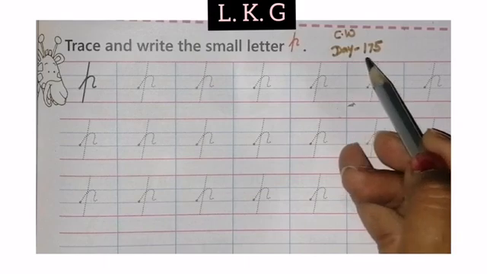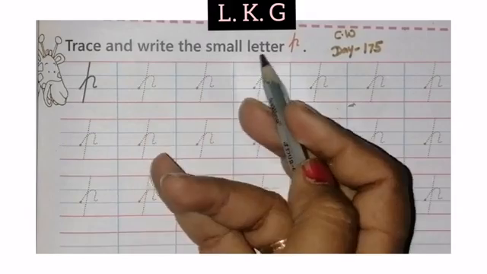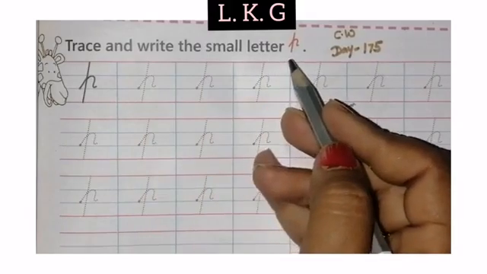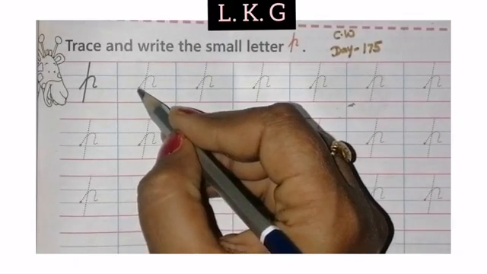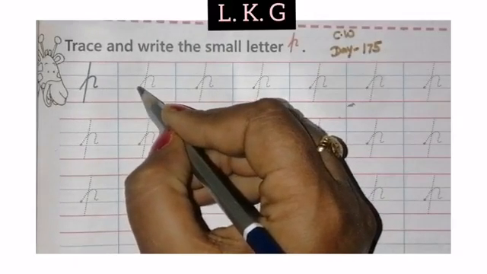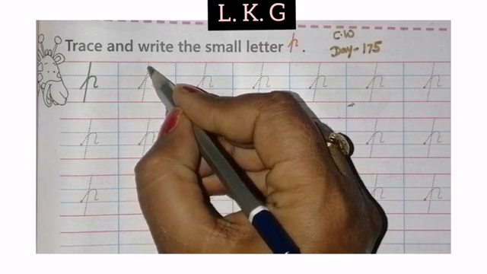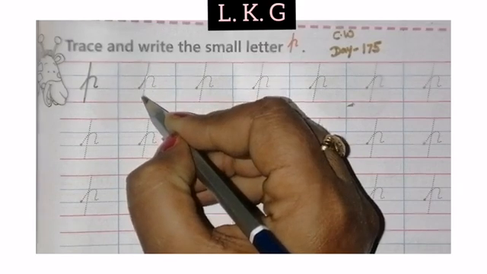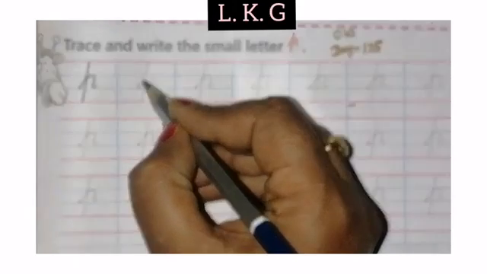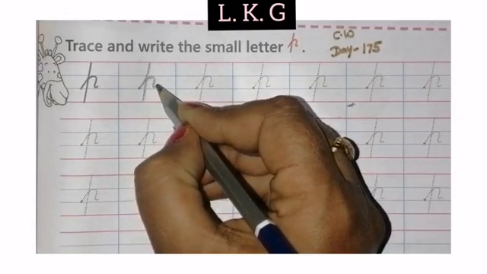Classwork, day 175. Trace and write this small letter P. Okay, let us start how to write P. Student, you have to write from here. Start from here, then go up, come down, then again go up, then move according to tracing.